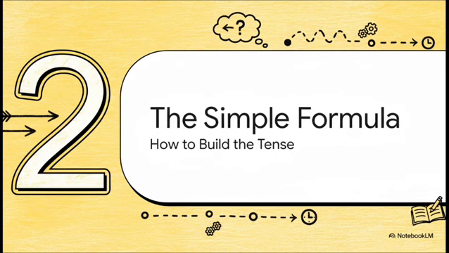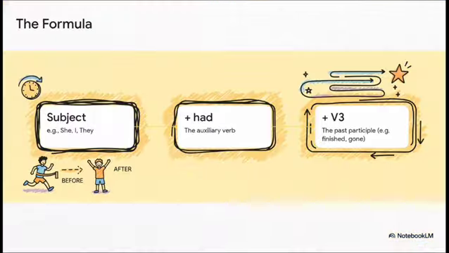All right, let's move on to how you actually build this thing. The good news is the structure for the past perfect is incredibly simple and consistent. It never changes. It's a basic three-step recipe. You take your subject, could be I, you, she, they, doesn't matter. You add the magic word had, and then you add the past participle. You know, the V3 form of your main verb. For instance, she had finished. The best part is it's had for every subject, which makes it so easy.